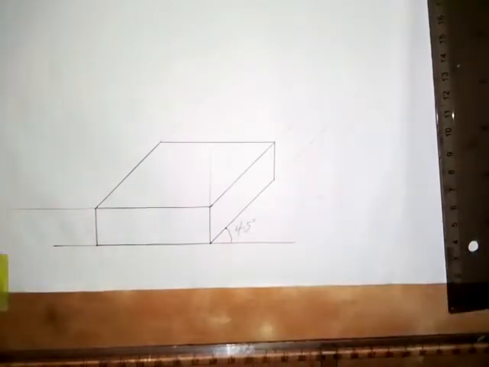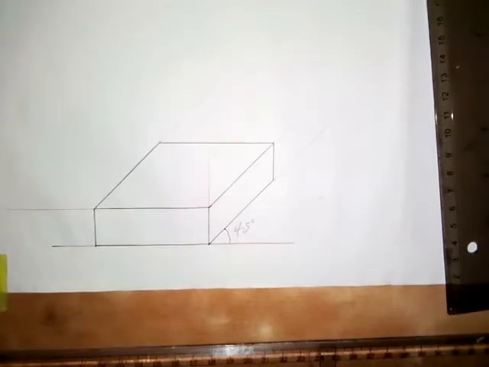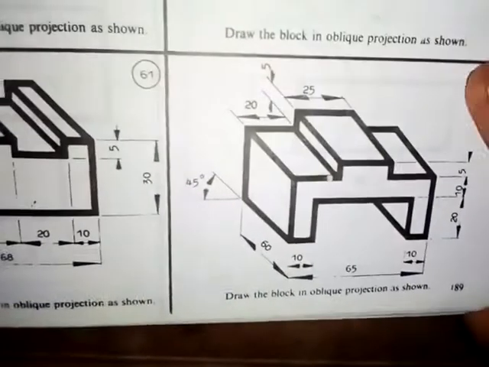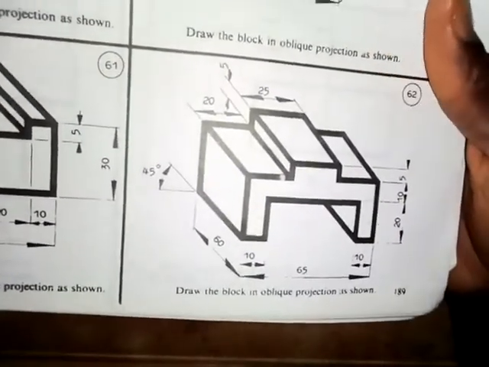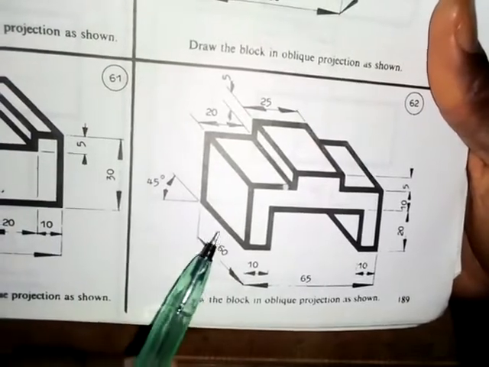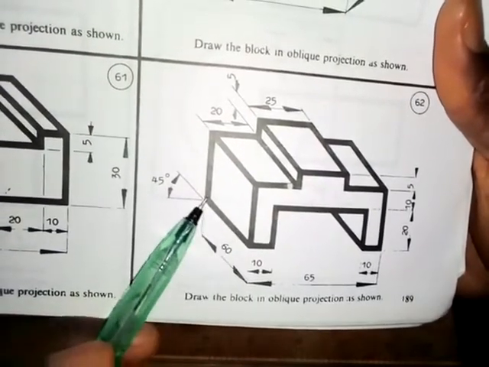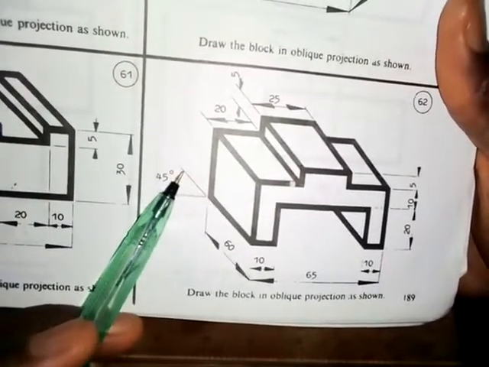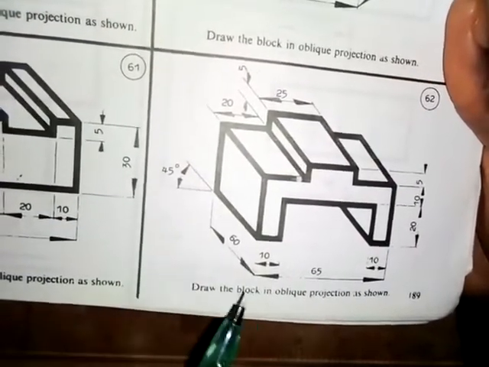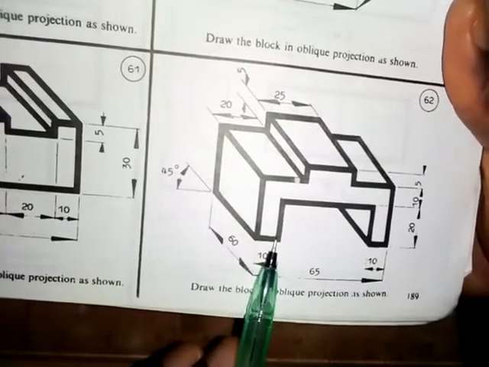So let me construct the other one. Alright, this is the object that we want to construct. So let's look at the dimensions. We have to take our time to study dimensions. So we have this receding line. It is inclined at an angle of 45 degrees. The distance from this point to this point is 60 millimeters. From here to here is 10 millimeters.